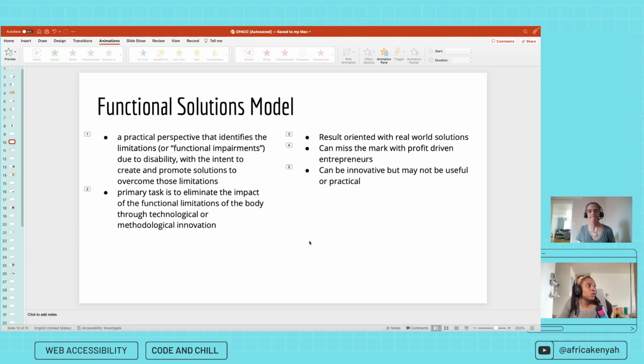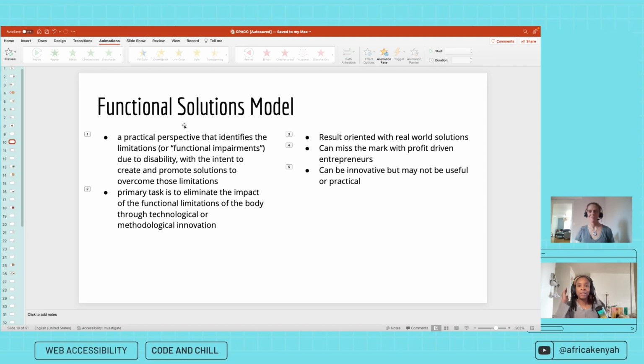All right, so the functional solutions model is actually what we as occupational therapists do all day, every day. We look at functional solutions: how to best help someone pragmatically in a way that they can realistically do. So it's a practical perspective that identifies limitations or functional impairments. Things like, can you put on your shoes? Can you cook? Can you put on your shirt? Can you shower by yourself? Things that are impaired due to your disability. And then we create and promote those solutions to overcome the limitations.